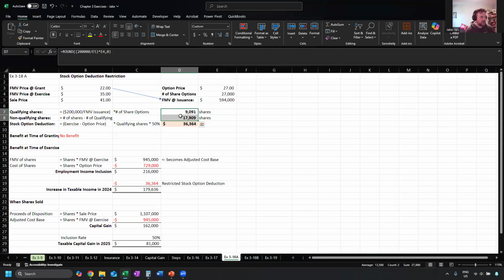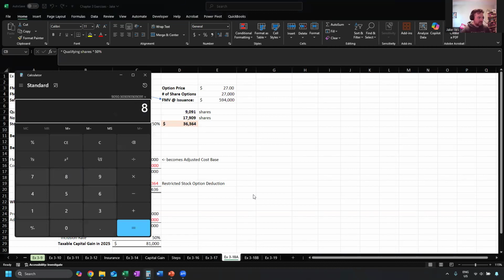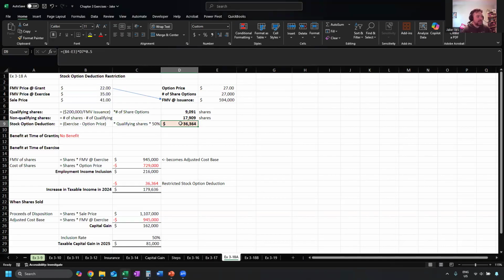So these shares add up to 27,000. So the stock option deduction, when we exercised, it was $35 minus the option price of $27, that's $8. So $8 times the number of qualifying shares times 50%. So 8 times 9,091 is 72,000, times 50% is 36,000. So that 36,000 represents how much we can deduct. We can deduct that much when we sell these shares.